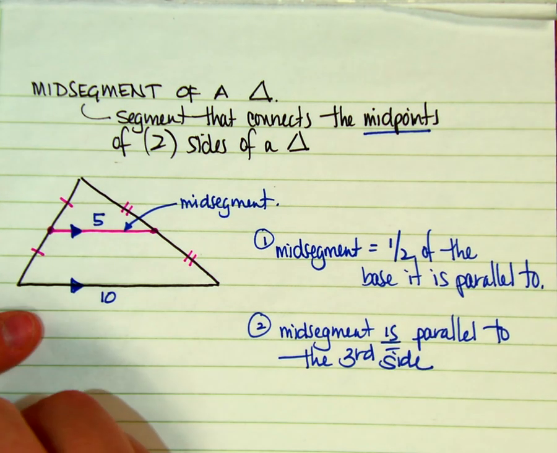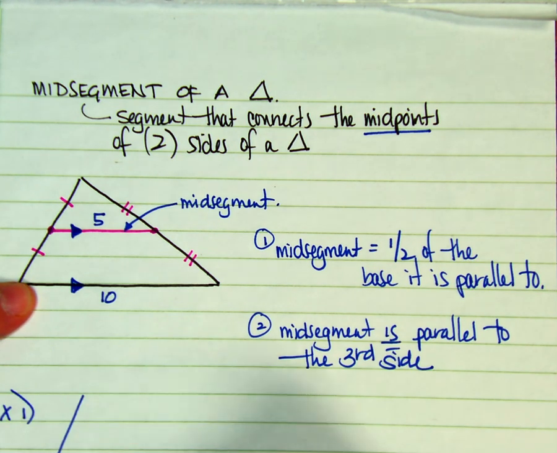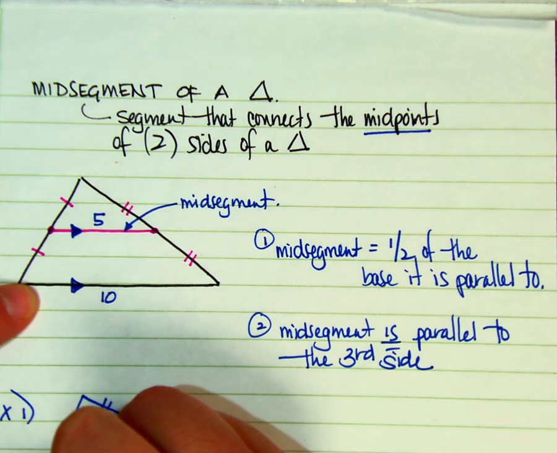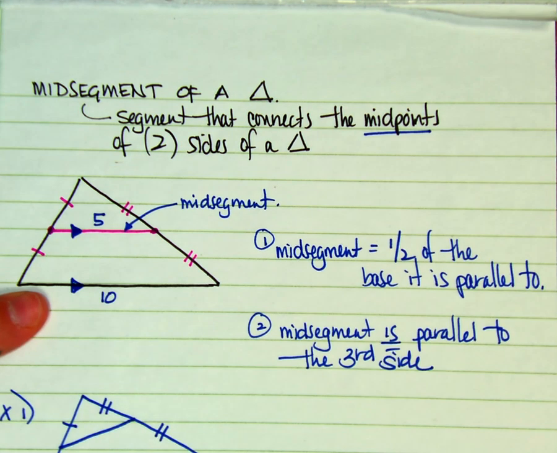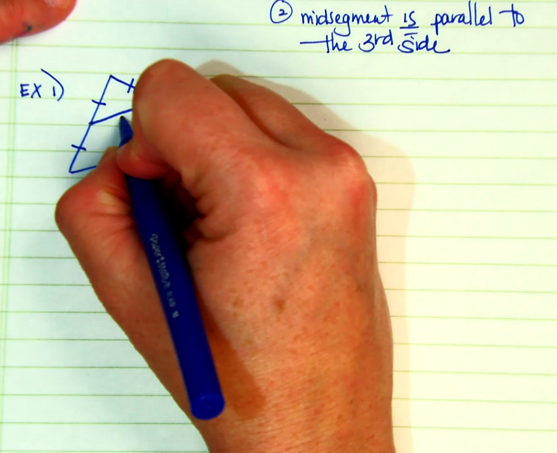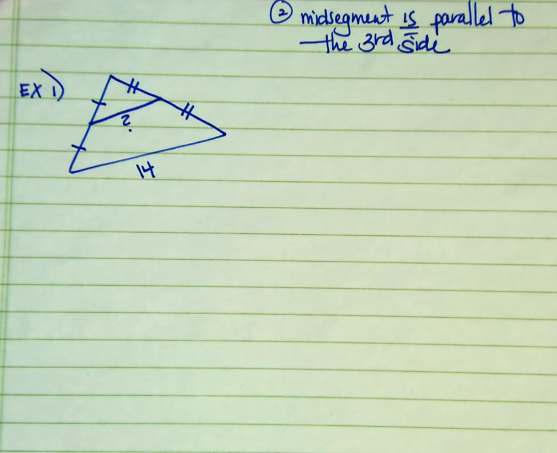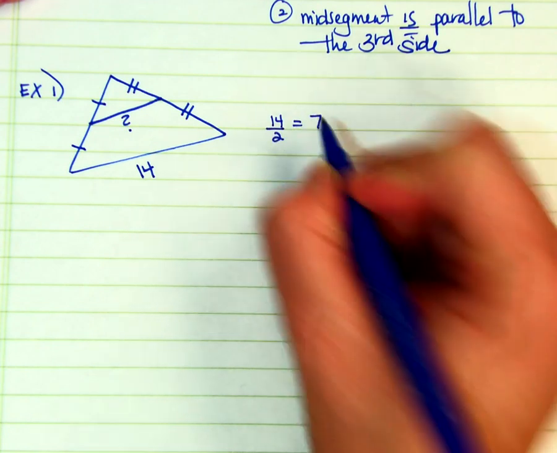So let's look at some examples. So if this is, let's do 14. So if this is 14, then what is the length of the midsegment? So you do 14 divided by 2, and that would give you 7.